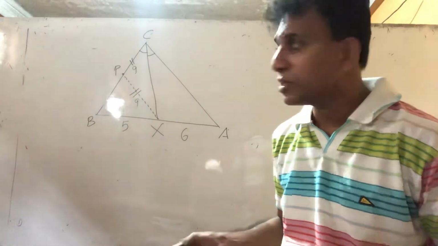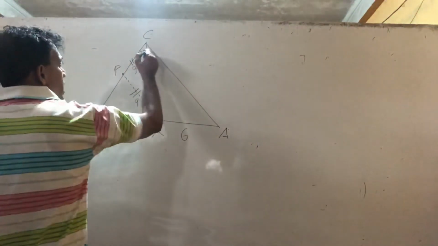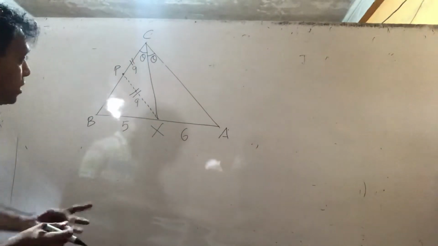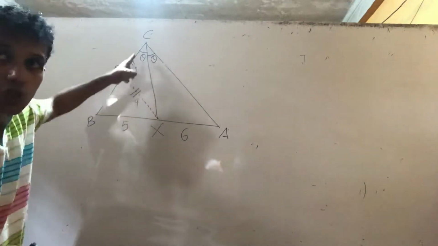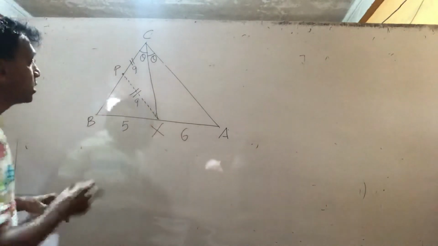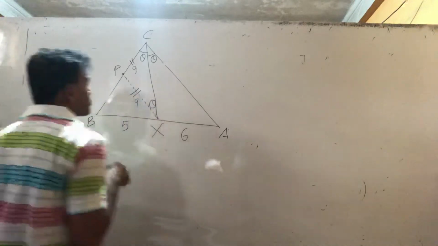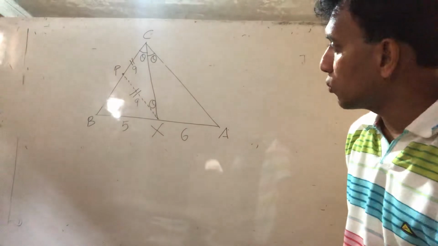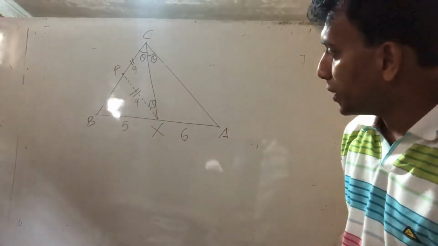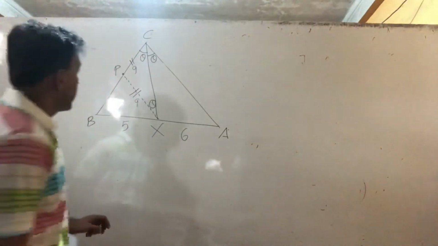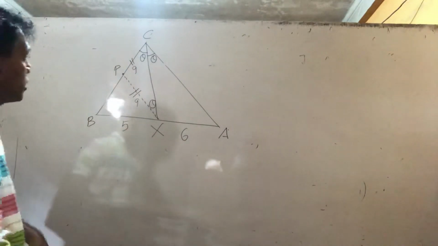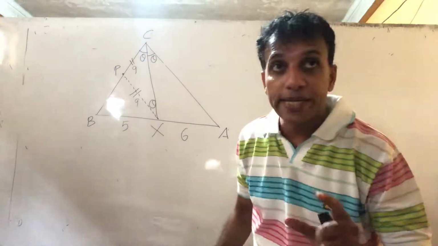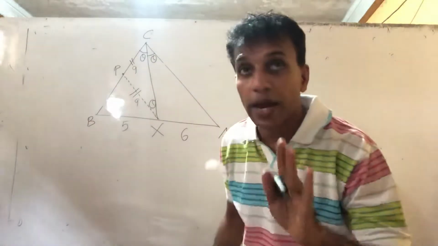Think of any other method. If I mark this angle theta, this also theta because of the angle bisector. So this triangle is an isosceles triangle. So here also theta, because two sides are equal, therefore opposite angles are equal. That also theta. Is there any parallel over here? Yes, good idea, these two lines are parallel.